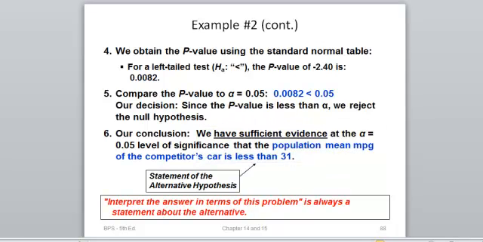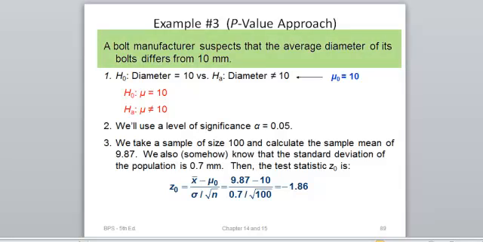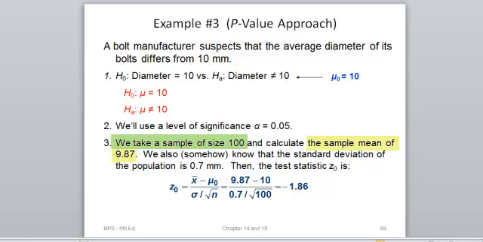Now it's time to look at a two-tailed test. A bolt manufacturer suspects that the average diameter of its bolts differs from 10 millimeters. We're going to take a sample of 100, and the sample mean is calculated as 9.87, and the population standard deviation is given to us as 0.7 millimeters. You don't see that in the very top, but it was given to us in the problem. We're going to assume that.